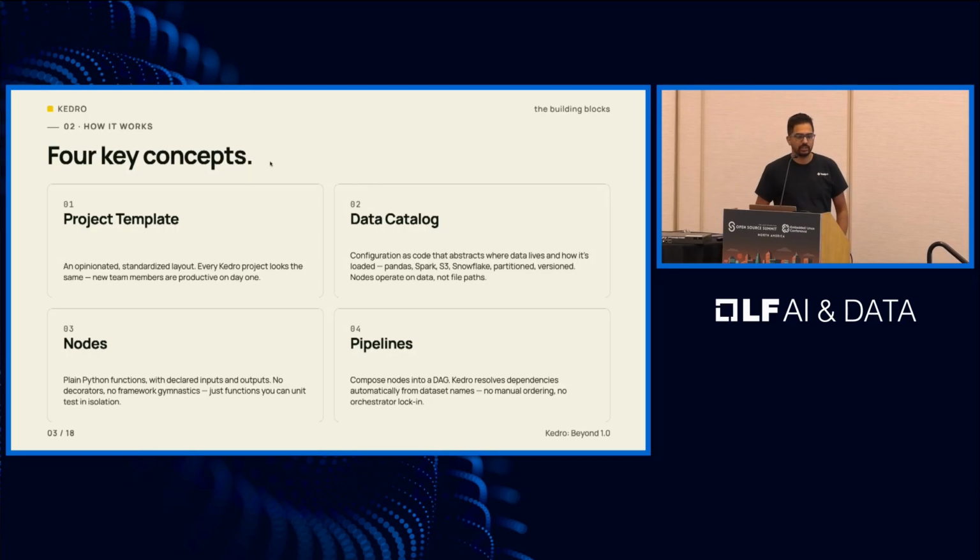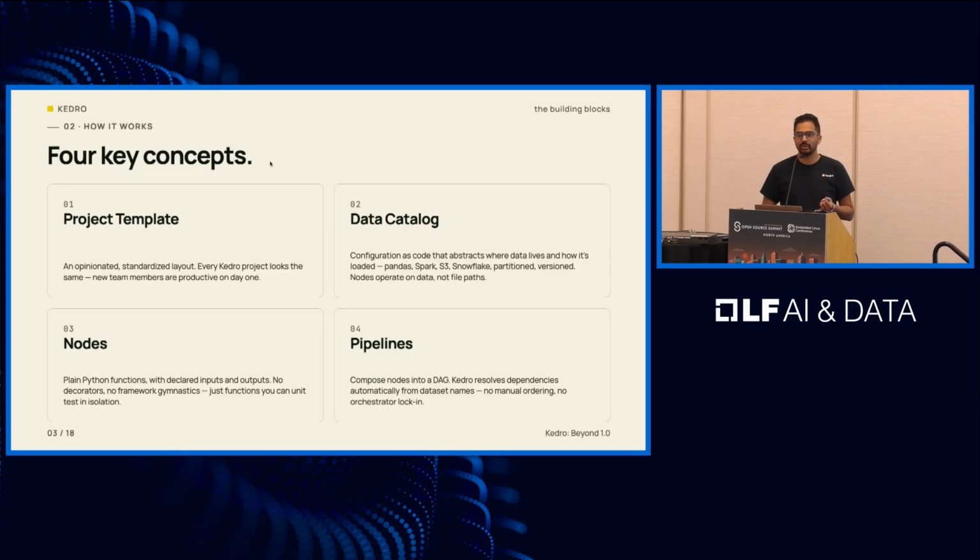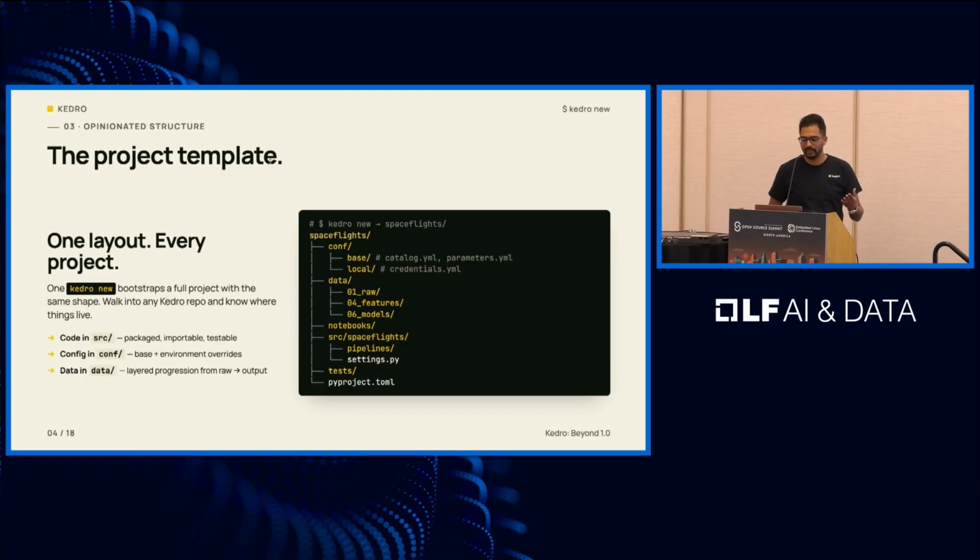I didn't really cover this earlier today too much in my talk, so I'm just going to real quickly say what are the main components that Kedro provides. So a few of the big things that Kedro has are, one, a project template, the concept of a data catalog, and then as with any DAG tool, nodes and pipelines. I'll go into each of them real quickly.